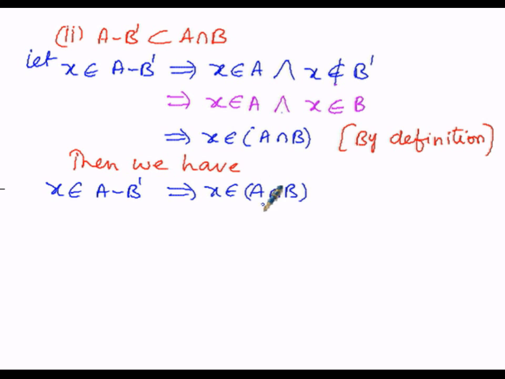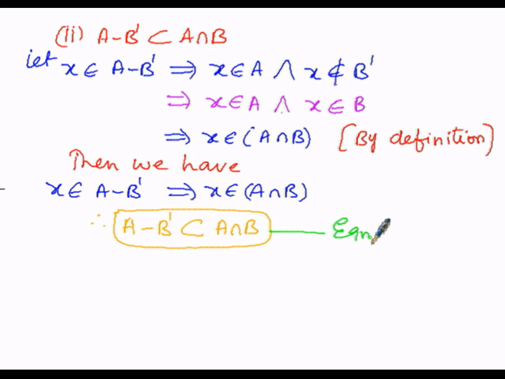Since the element x is present in A minus B dash and is also present in the right hand side set, that is A intersection B, that is, the elements which are present in the LHS are also the elements of the RHS, therefore the LHS will be the subset of RHS. So in this manner, A minus B dash is the subset of the right hand side, that is A intersection B. So we have proved the second case, A minus B dash is the subset of A intersection B. Let us consider this as condition number 2 or equation number 2.